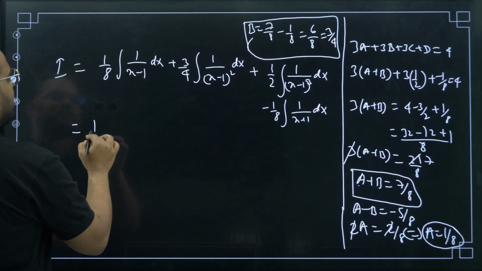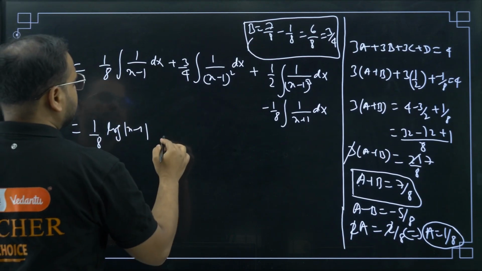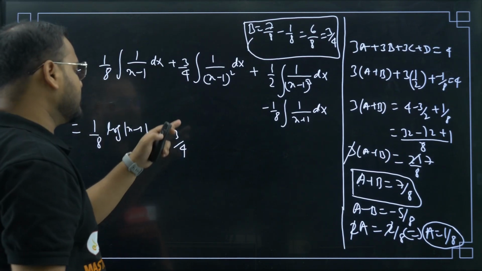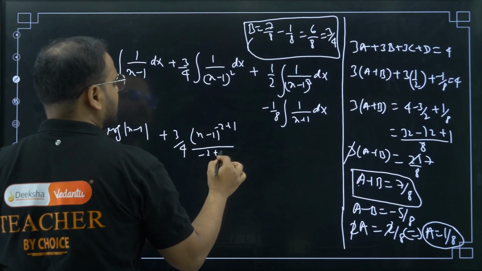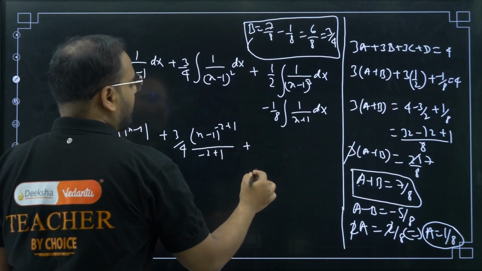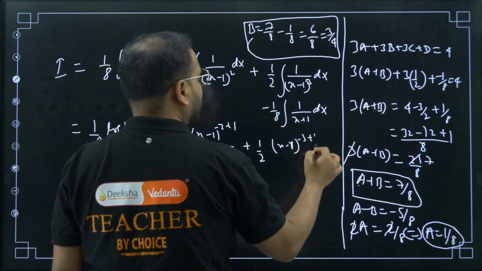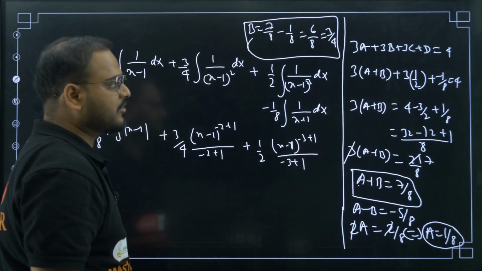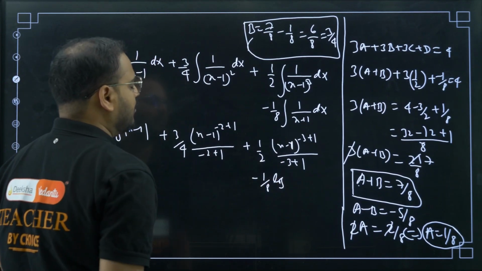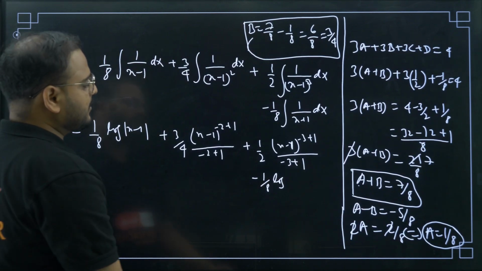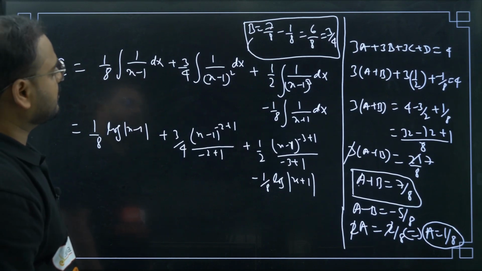Let's get this answer. I'll get it as 1 by 8 log of x minus 1. What I'm going to get over here? Please look over here, 3 by 4. This will be simply x minus 1 to the power minus 2 plus 1 divided by minus 2 plus 1. Plus 1 by 2, what will this be? x minus 1 to the power minus 3 plus 1 upon minus 3 plus 1. This is integration of the polynomial part. What about this? I get it as minus 1 by 8 log of what? Log of x plus 1.